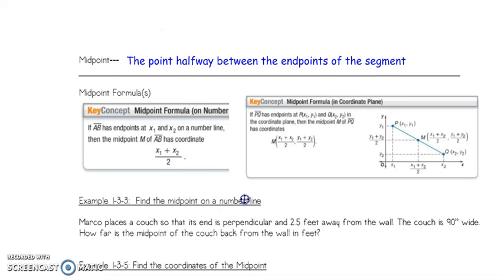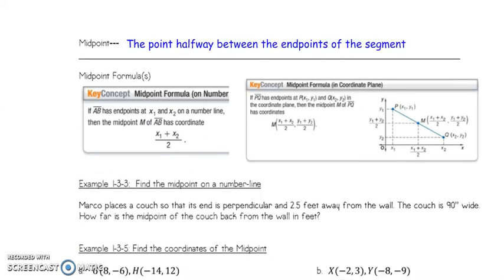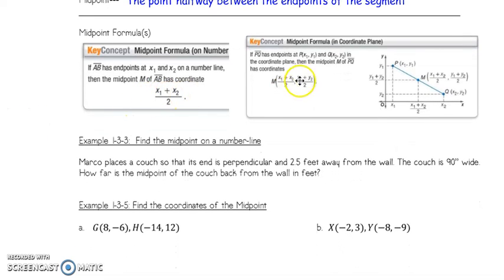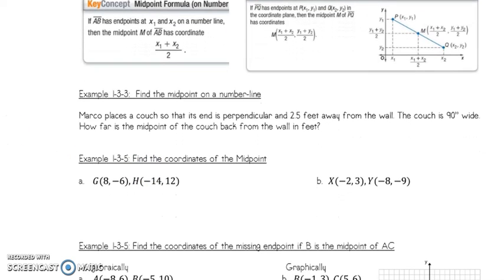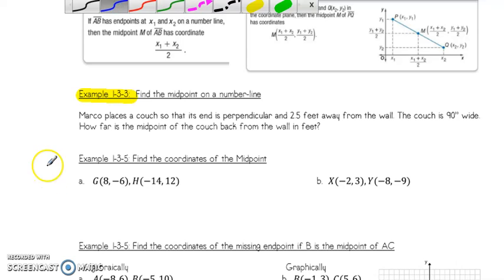So midpoint is where we are going to basically find the average, adding up the x's and dividing by 2, for both the x value, and then adding up the y's and dividing by 2. We're going to do this first example for day 1, and then we're going to leave the next few. We're going to tackle that in the day 2 video.